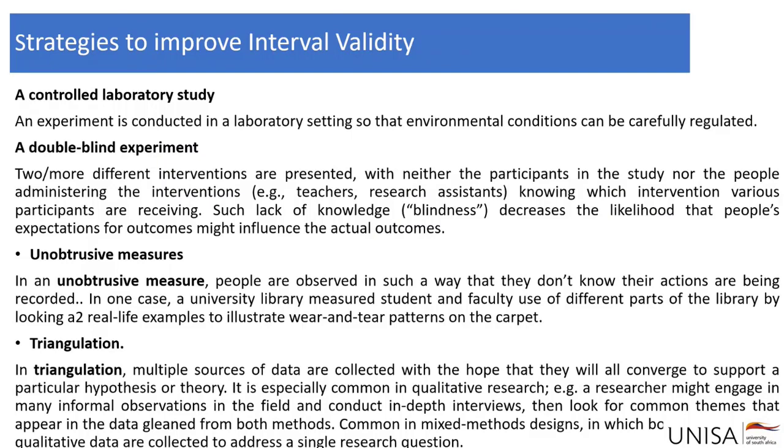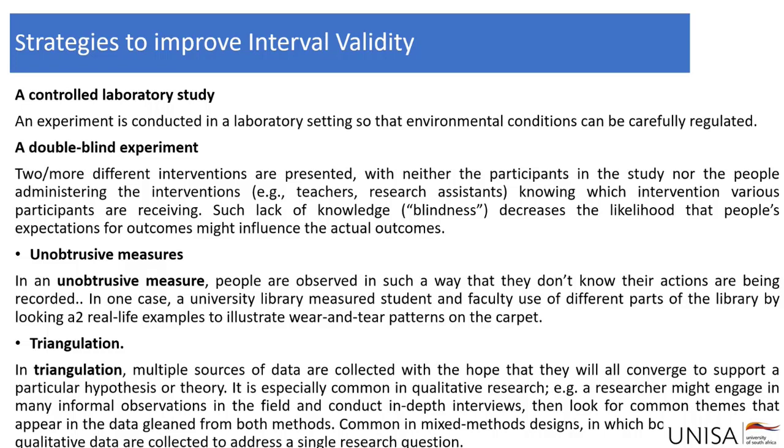Here, really, it is very common in qualitative research, because what you can do is a literature review, and then you interview one or two people just to see whether or not they will corroborate the information that you collected. So, for instance, a researcher might engage in many informal observations in the field and conduct in-depth interviews, then look for common themes that appear in the data that you glean from both methods. So whatever methods you'll be using, literature review, interviews, and so on.